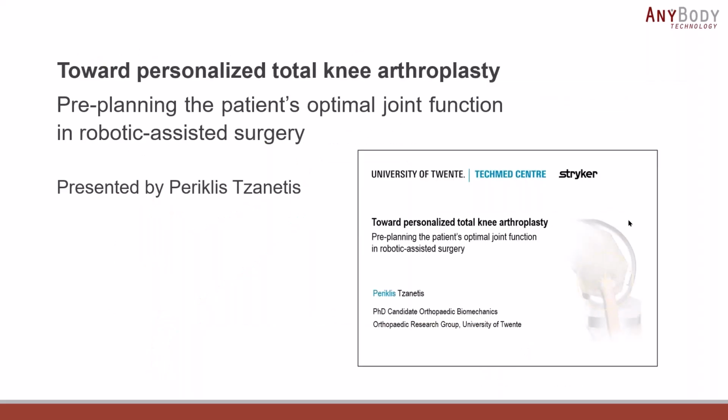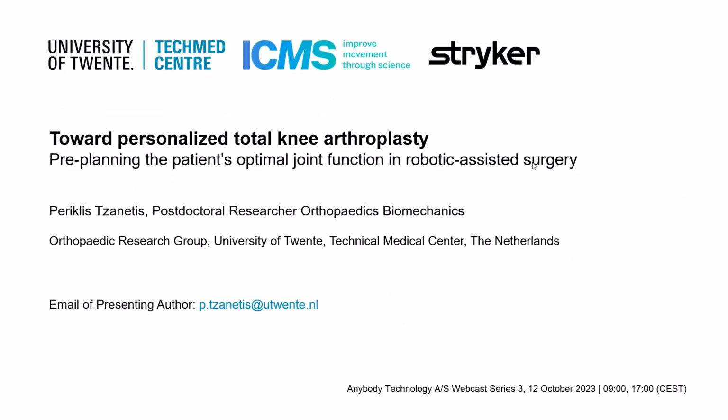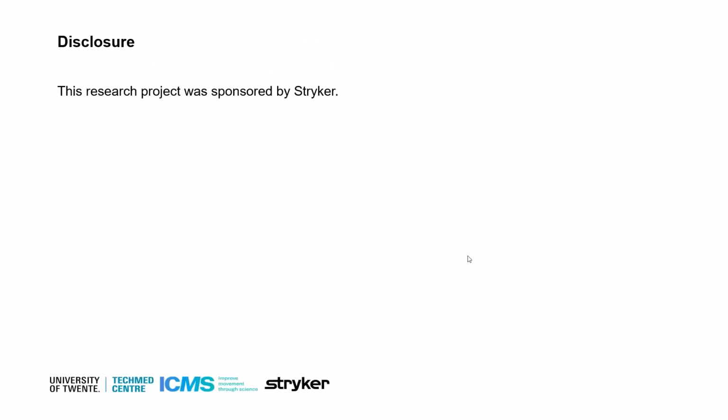This brings me to the end of the introduction, and I'll hand over the word and present the role to Periklis instead. For the introduction, it's absolutely a great pleasure to speak in this third series indeed of Anybody webcast. The title of this presentation is Toward Personalized Total Knee Arthroplasty, Pre-Planning the Patient's Optimal Joint Function in Robotic-Assisted Surgery. And this is my disclosure.